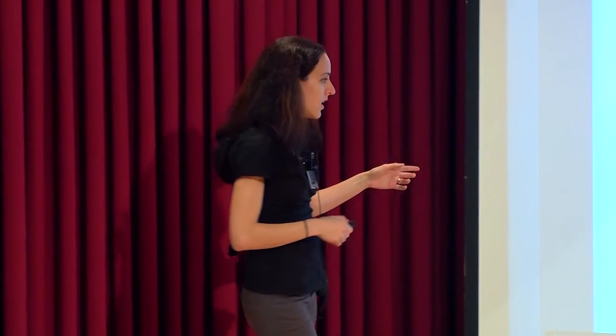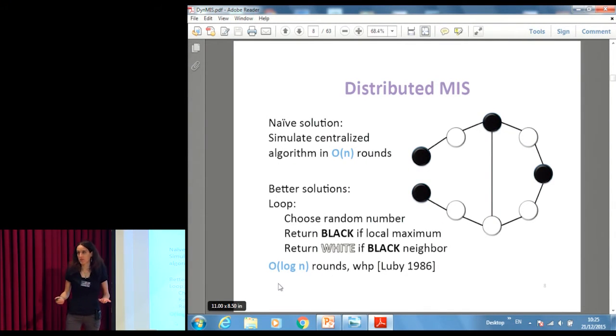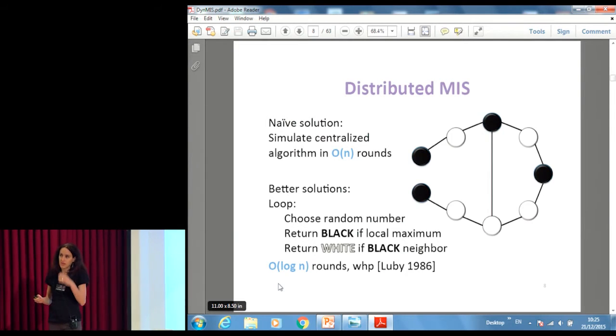And if I'm a local maximum, I only know my neighbors, so I don't know if I'm the maximum in the entire graph. But if I'm a local maximum, I tell all my neighbors, look, I'm in. Okay, I'm going to go into the MIS. And then they tell all their neighbors, I'm going to be white. I'm going to go outside of the MIS. It's very easy to check that I don't take two nodes into the MIS that are neighbors, right? They can't both be local maxima.